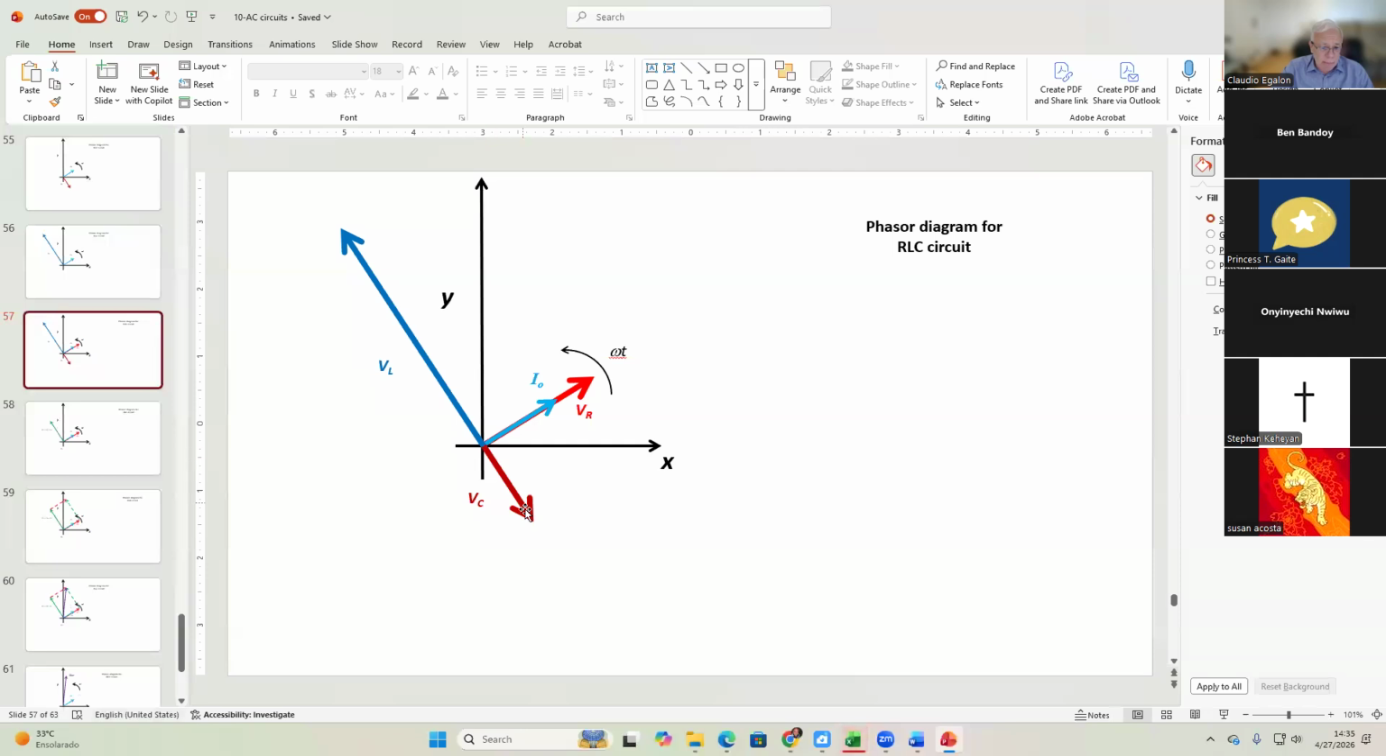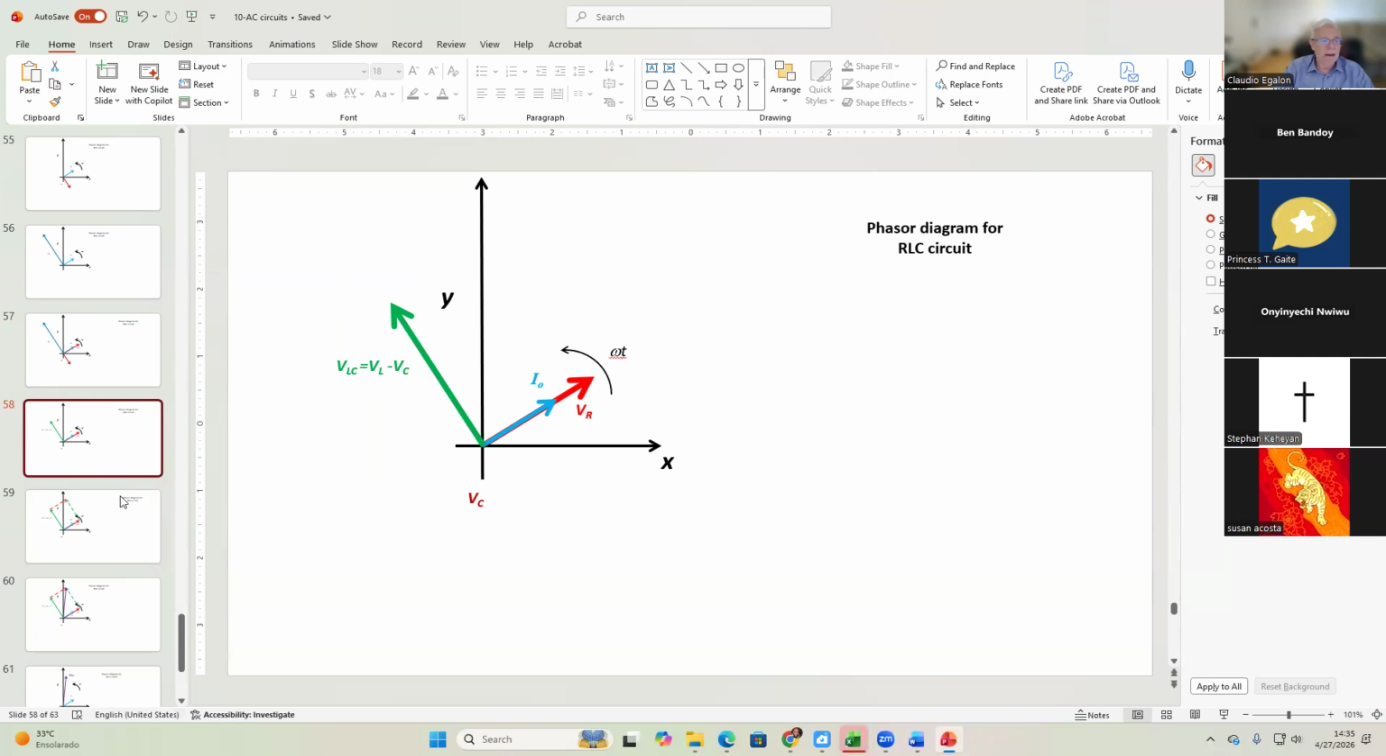Notice that this phasor diagram works just like a vector in the XY space. Consequently, this big length here of VL is being canceled by this VC because they are off phase by 180 degrees. And that's what you have, VL minus VC. And then we gotta sum up vectorially the VLC with the VR.